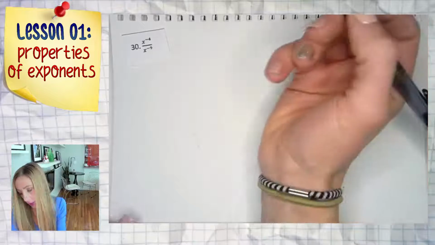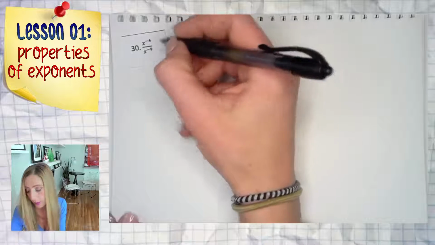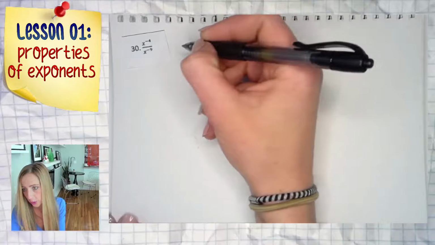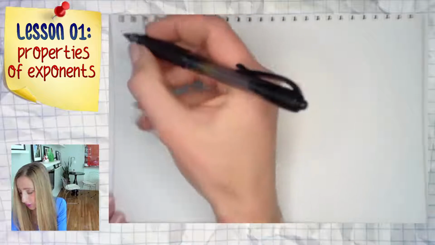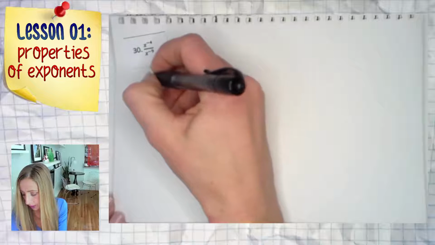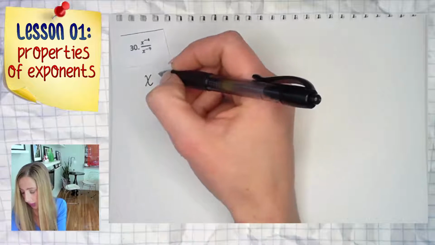All right, let's take a look at number 30, x to the negative fourth power over x to the negative ninth power. So we know from properties of exponents that when we have a negative power, one way to handle that is we can rewrite them with positive exponents. How do we do that?